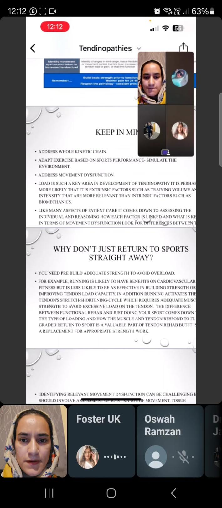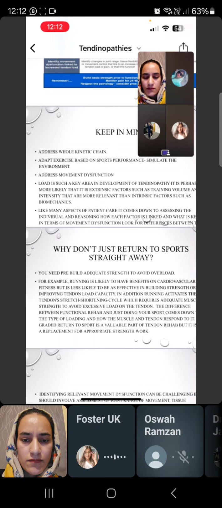So when we talk about load management, it says, like many aspects of patient care, when it comes down to assessing individual reasoning, how each factor is linked is the key. In terms of movement dysfunction, look for differences between symptomatic and asymptomatic side. Don't only treat the symptomatic side, look at the asymptomatic, equality of both limbs, and see if they link with pathology. Also aim to restore enough range and control of movement for function.